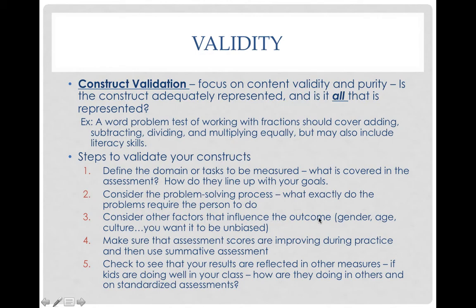Consider the other factors that influence the outcome. Make sure that things are unbiased. Bias is really a special form of validity. Four, make sure that the assessment scores are improving during practice, and then use summative assessment to record. So in other words, if you're assessing your students and you're teaching and you're assessing and you're teaching and the test scores aren't going up, either the test is bad or your instruction is bad. One of those two things has to go, or the kids don't care, which would mean that your instruction is not really engaging or motivating.